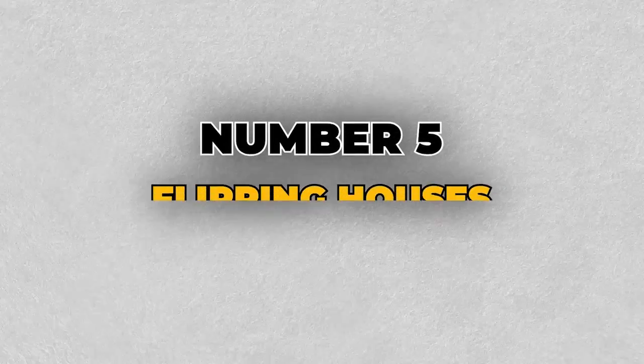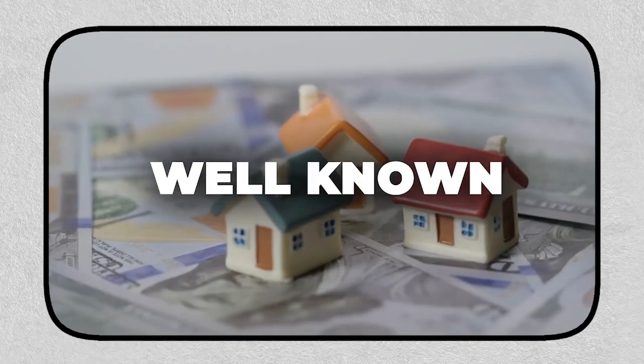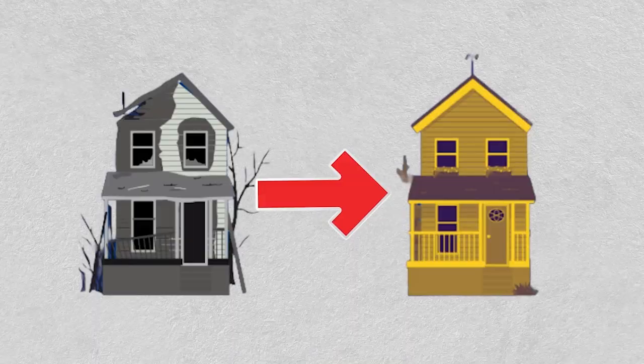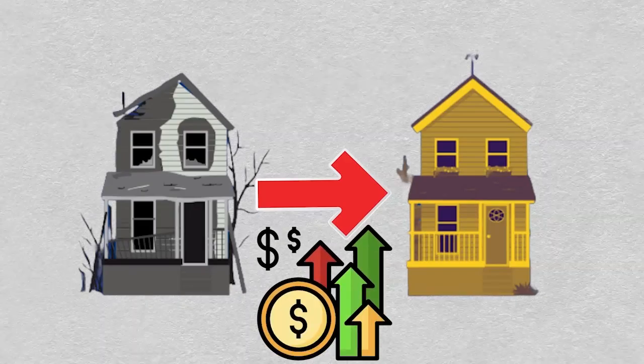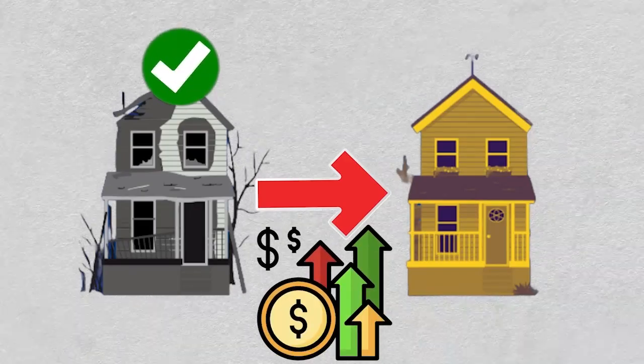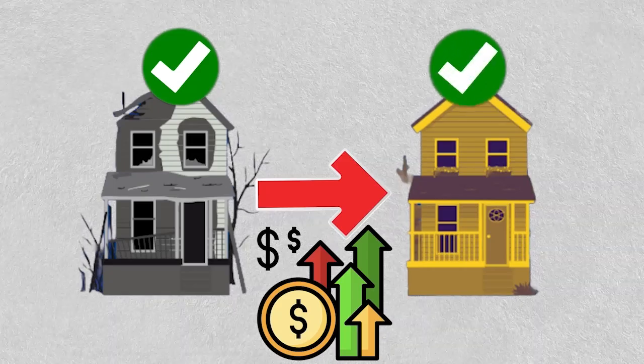Number 5. Flipping houses. One of the most well-known and often used real estate investing strategies is house flipping. In order to turn a profit, the procedure entails buying a distressed property below market value, fixing it up, and then selling it for more money.